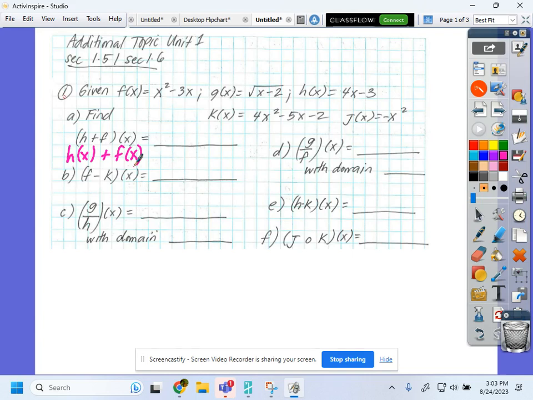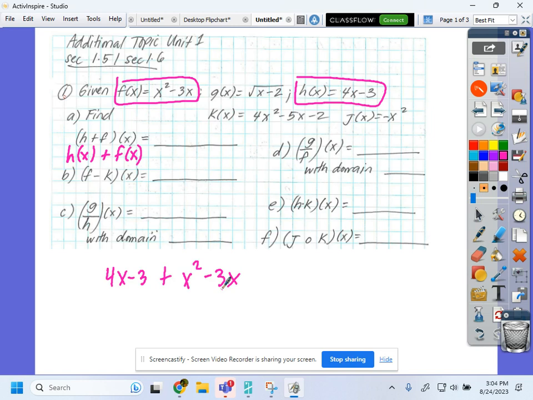So this is my h and this is my f here. You're going to add them, so h is 4x minus 3 plus f, which is x squared minus 3x. Combine the like terms here. The like terms are 4x and negative 3x. That will give us x squared plus 1x minus 3. And that's the answer, x squared plus 1x minus 3.